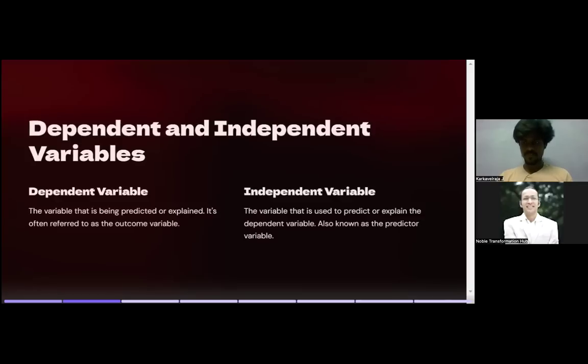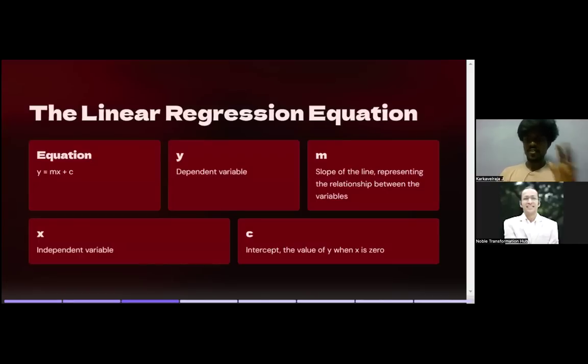So let's move to the next slide. Okay, guys, this is also very important. The linear regression equation. I hope you have already learned about this. What is the formula for a line? Just ping in the comments. I know everyone knows it.